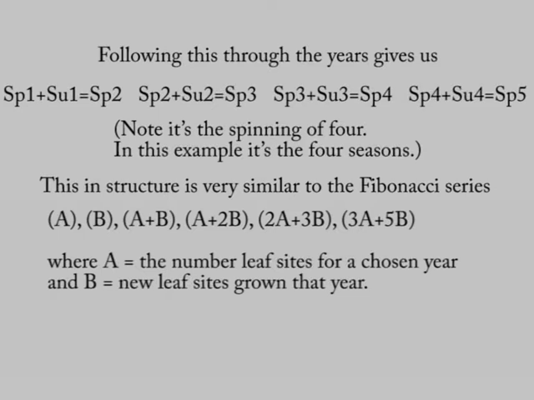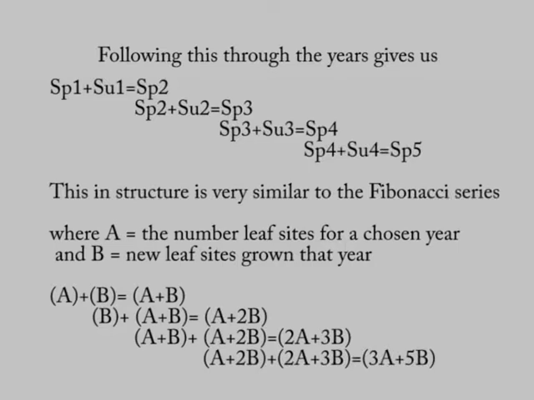Spring 2 plus summer 2 equals spring 3. Spring 3 plus summer 3 equals spring 4, and spring 4 plus summer 4 equals spring 5. Note, it's the spinning of 4. In this example, it's the 4 seasons. This in structure is very similar to the Fibonacci series, where A equals the number of leaf sites for a chosen year and B equals the new leaf sites grown that year.